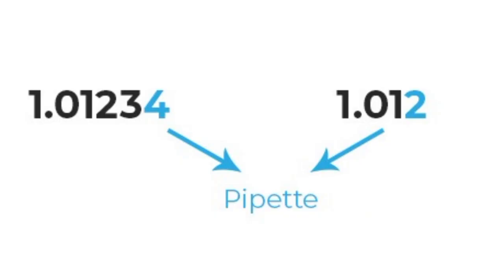Now this is the pipette I told you about, which is the last number. Let us do a test. One shows 1.012 and the other shows 1.01234. Which one is the USD pair and which one is the JPY pair? Give me the answer. You're smart. The one showing 1.012 is the JPY.